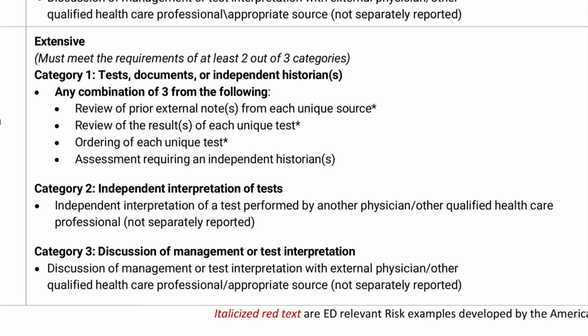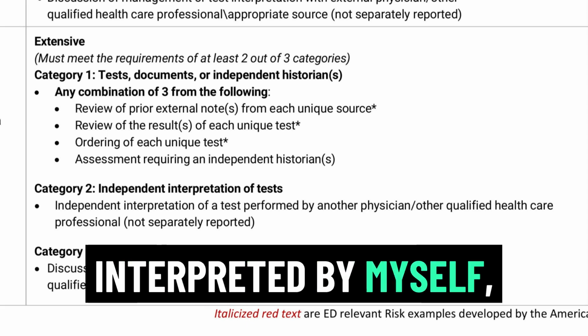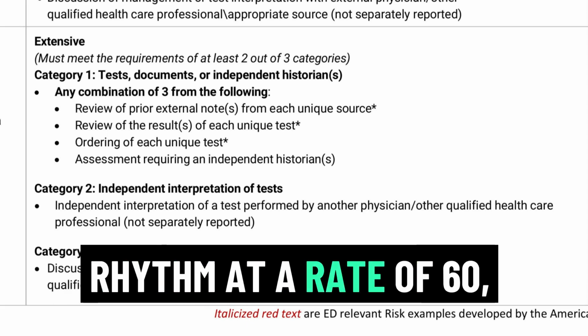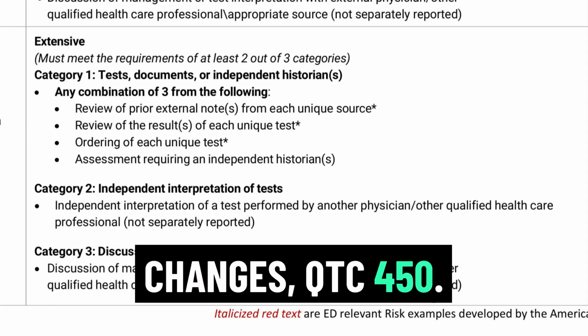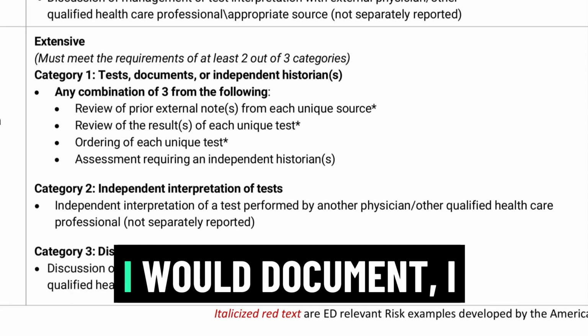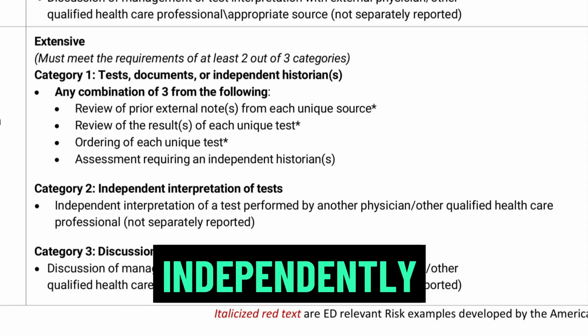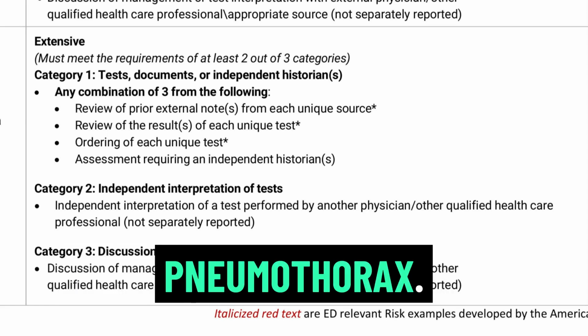As an example, I always say, quote, "EKG has been reviewed and independently interpreted by myself, which shows normal sinus rhythm at a rate of 60, normal axis, no ST changes, QTc 450." Or if a patient presents with dyspnea and I look at their chest x-ray, I would document, "I independently interpreted the patient's chest x-ray and there was no evidence of pneumonia or pneumothorax."